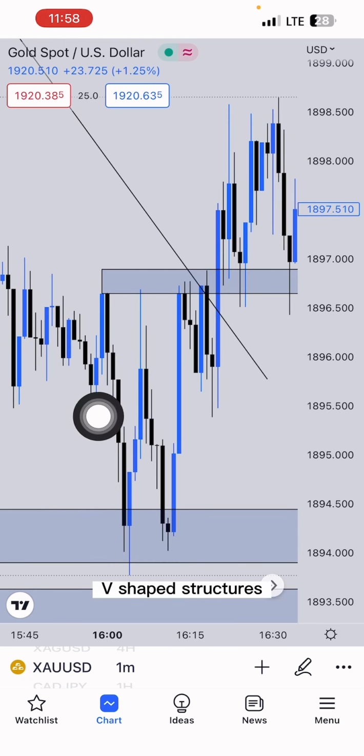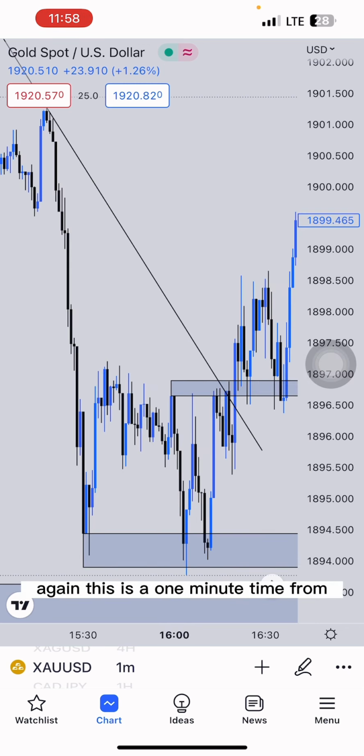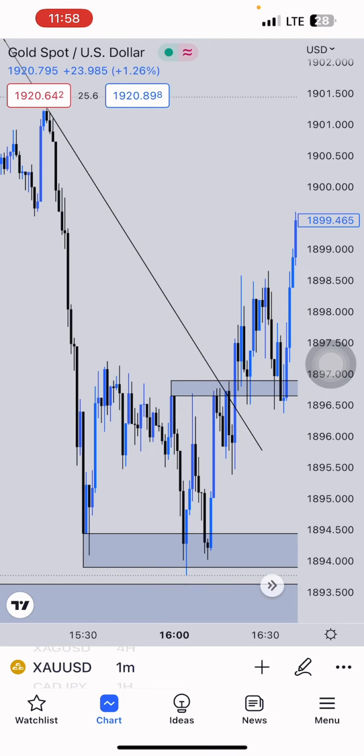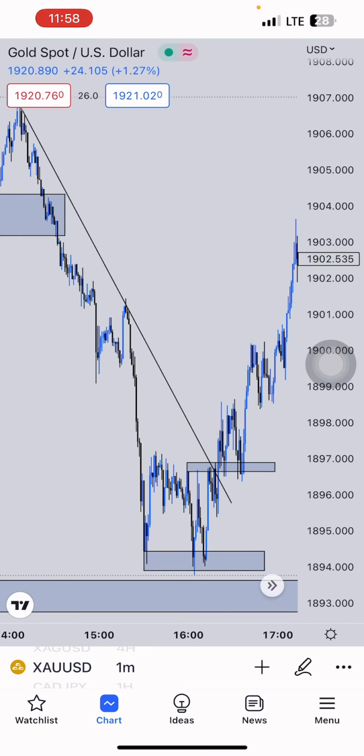But again, look, you see these V-shaped structures, those are smart money structure. Yes, smart money is the market. But again, this is a 1 minute time frame. Guys, this is the best strategy, hands down. The moment you see a pattern like this, oh my goodness, guys, I'm so hyped up.